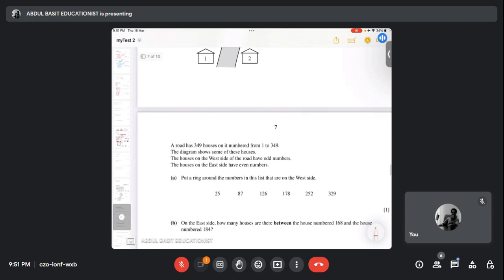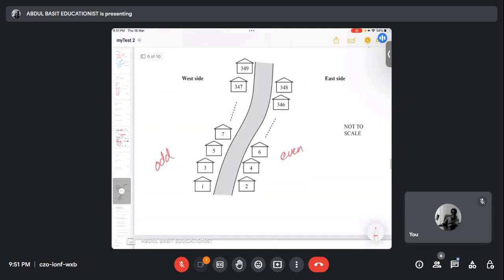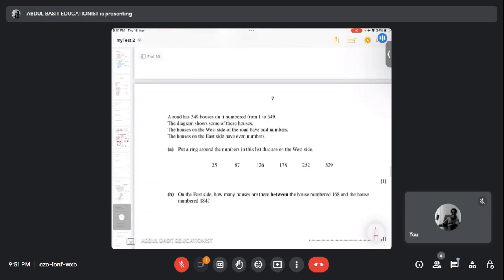The diagram shows some of these houses. The houses on the west side of the road have odd numbers, and the houses on the east side have even numbers. Put a ring around the numbers in the list that are on the west side. So on the west side there are odd numbers. So 25 is odd, 87 is odd, and 329 is odd. Is this clear, everybody? That these houses will be on the left side. Yes or no? Yes.